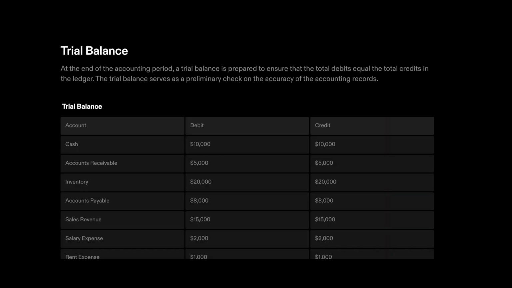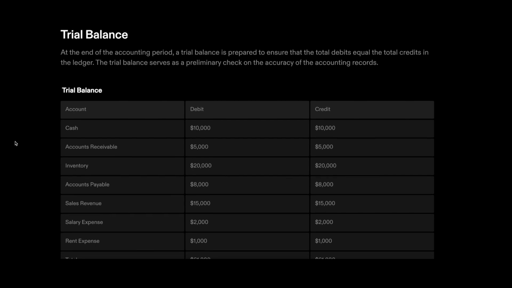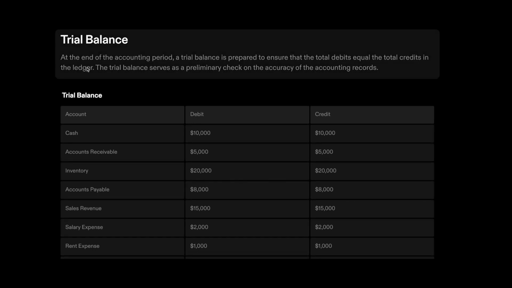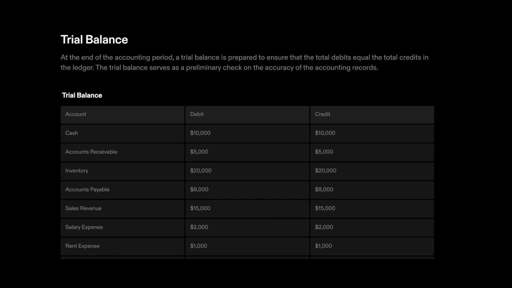4. Trial balance. At the end of the accounting period, usually monthly, quarterly, or annually, a trial balance is prepared to ensure that the total debits equal the total credits in the ledger. The trial balance serves as a preliminary check on the accuracy of the accounting records.